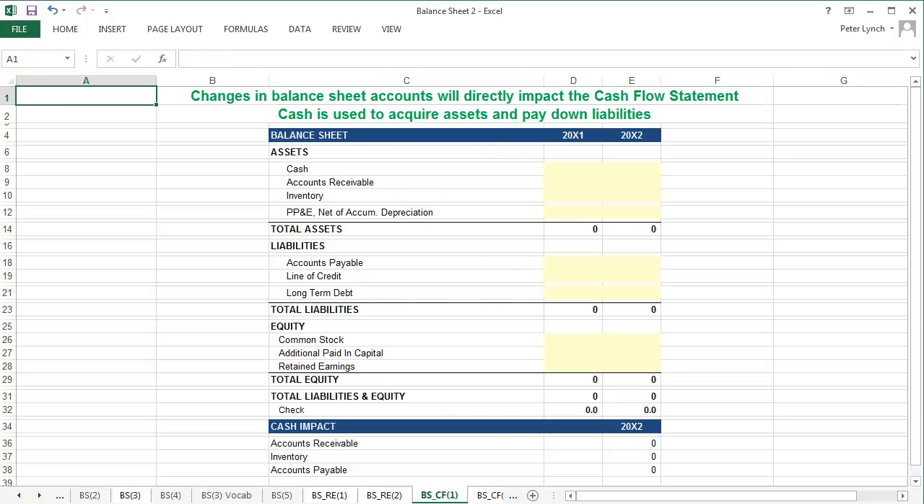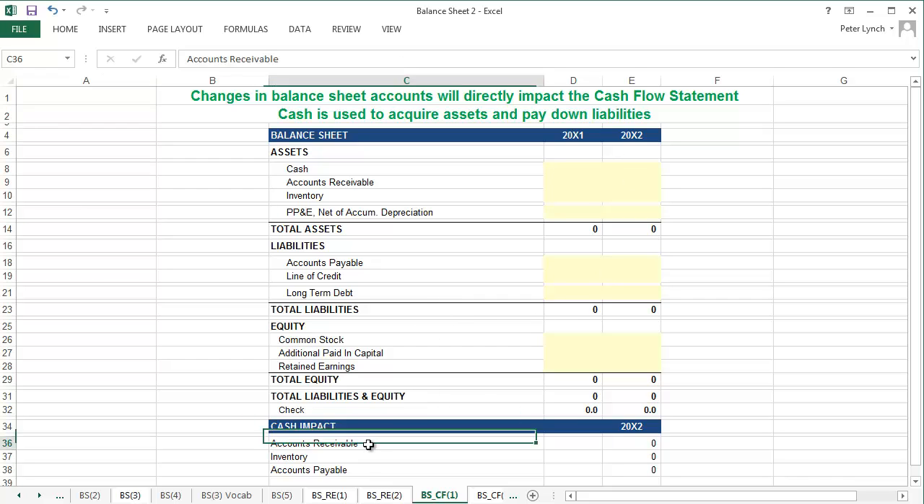Another important relationship to keep in mind as you build financial models is the relationship between the balance sheet and the cash flow statement. Changes in balance sheet accounts will directly impact the cash flow statement, and that is because cash is used to acquire assets and pay down liabilities. I want to demonstrate this relationship using this balance sheet to show the impact that these three accounts, accounts receivable, inventory, and accounts payable, have on cash flows.